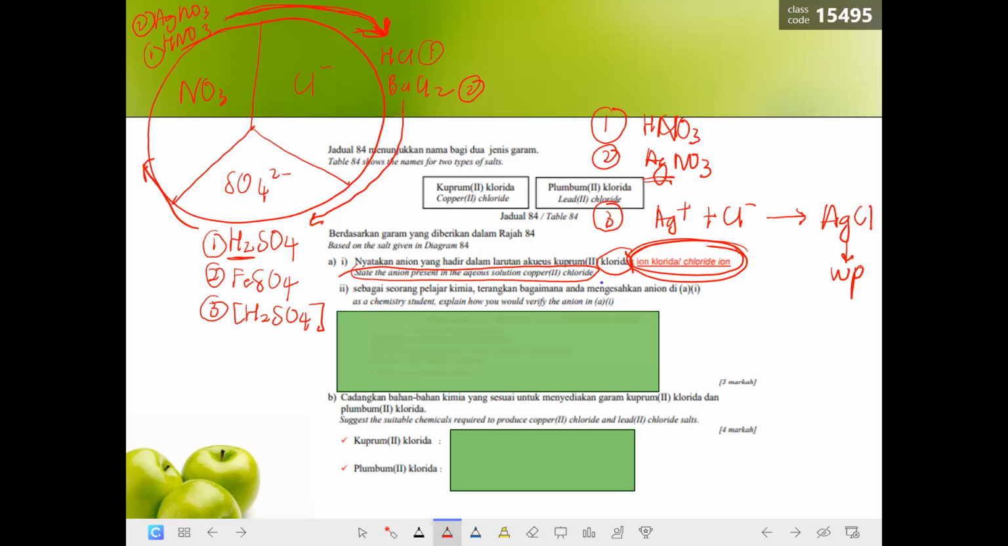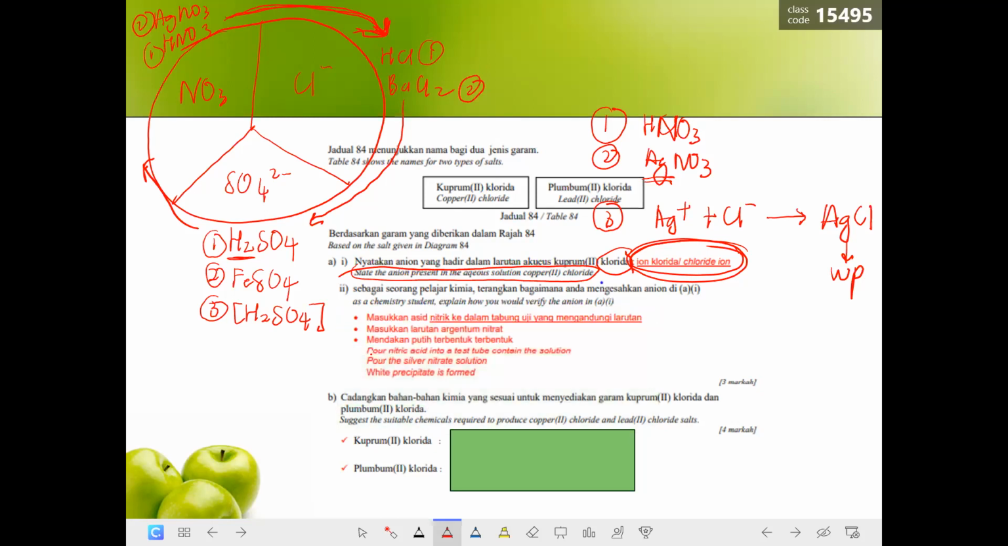So how to write the proper sentence? Okay, pour nitric acid into a test tube containing the solution. First one teacher has given already. Pour silver nitrate solution into the mixture, silver nitrate. You will get a white precipitate. White precipitate. Can you understand what teacher taught you, class? What I'm teaching you now?